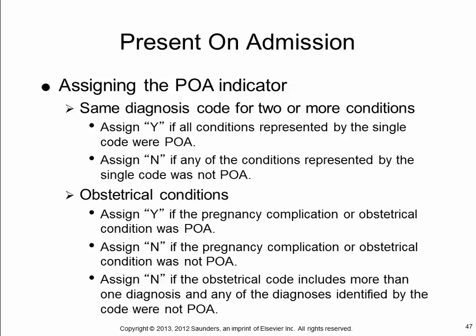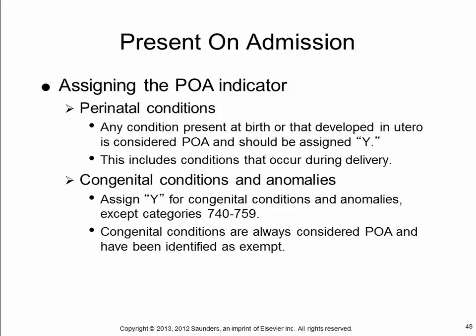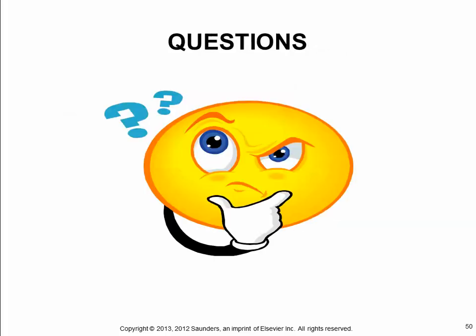Okay? I would make these my present on admission indicators. I would make these my flashcards. Okay? Congenital anomalies are Y because congenital means you had it at birth, right? Okay? Go through and read these, and these will make more sense as we start to use them. We will start to use these as we code. So they'll make more sense. I promise they will make more sense, okay? If you have any questions, please let me know.